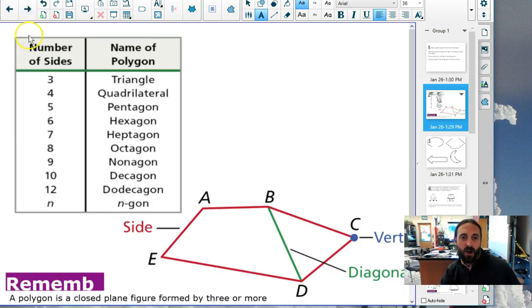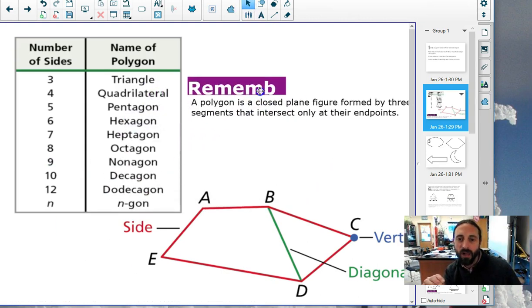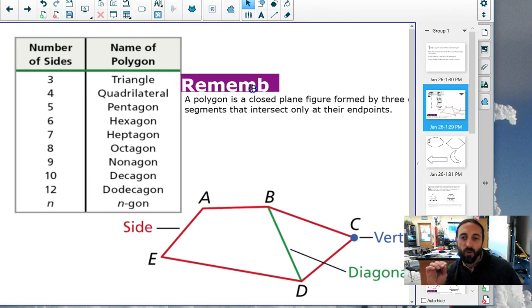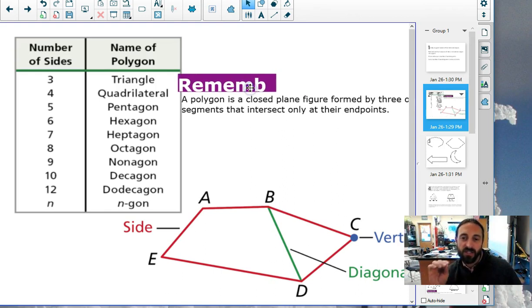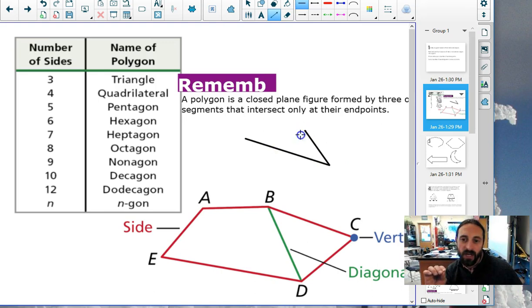The first thing we need to talk about is what a polygon is. Remember, a polygon is a closed plane figure formed by 3 or more segments that intersect only at their endpoints. The key is they have to intersect at their endpoints. So for example, that's a segment, that's a segment, that's a segment. That's not a polygon. This little triangle here would be a polygon. If I continued this over here, this would be a polygon, but this whole figure here is not a polygon because you're not connecting only at their endpoints.